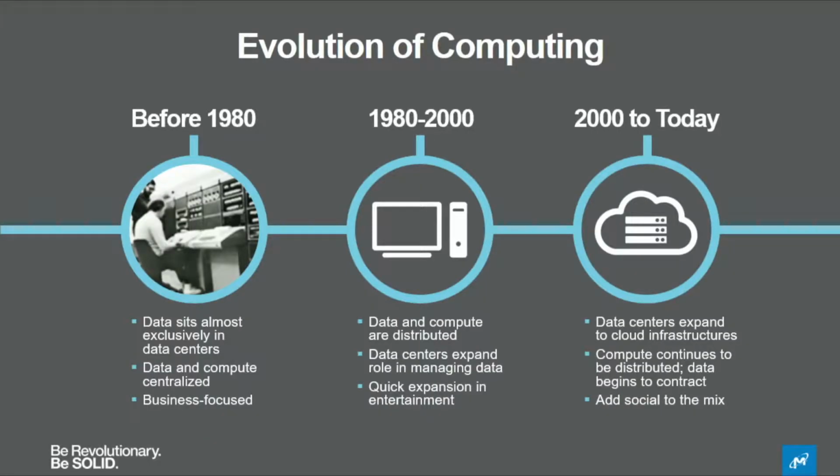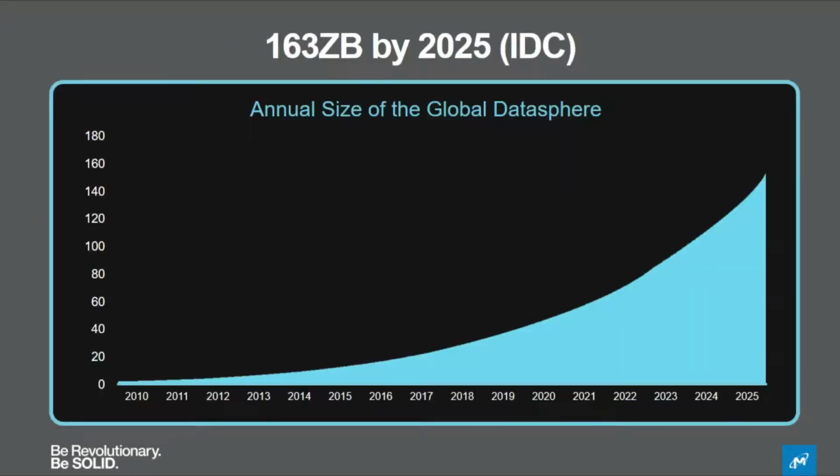And then we enter into the 2000s where the data centers expand and the cloud infrastructures, compute continues to be distributed, but the data starts to get centralized again. And this is what we're about to see, and it's going to get very, very interesting. So here's what the growth looks like. Here we are in 2017. We really haven't even begun to scratch the surface. We don't even know what this wave portends, what it means for us. So many people are still trying to figure it out.